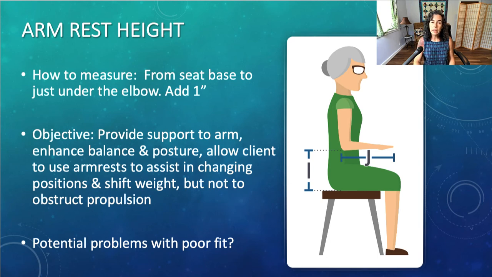And if the armrests are too high, the shoulders elevate, right? So if my armrests are up here, my shoulders are elevating, that can cause fatigue. It can crunch up all of the muscles of the shoulder and neck. The client won't use the armrest because it feels uncomfortable, and it can contribute to a loss of stability while in the chair.